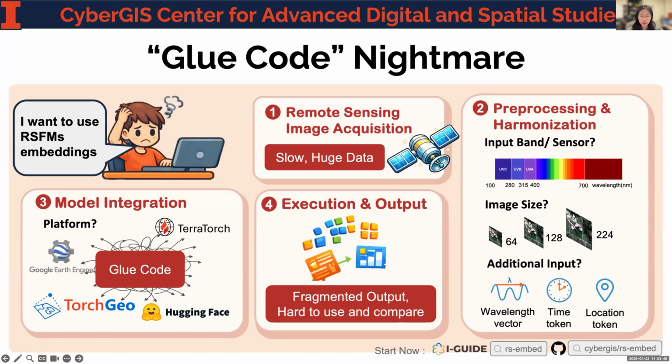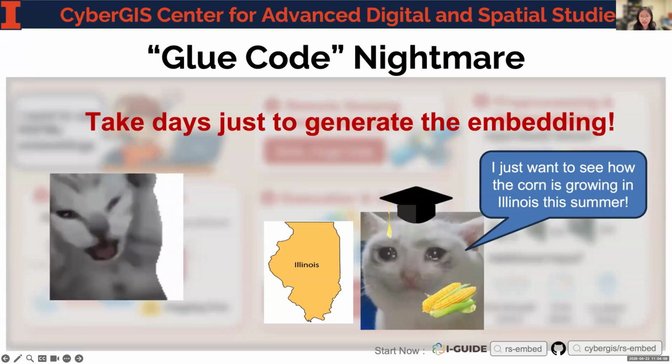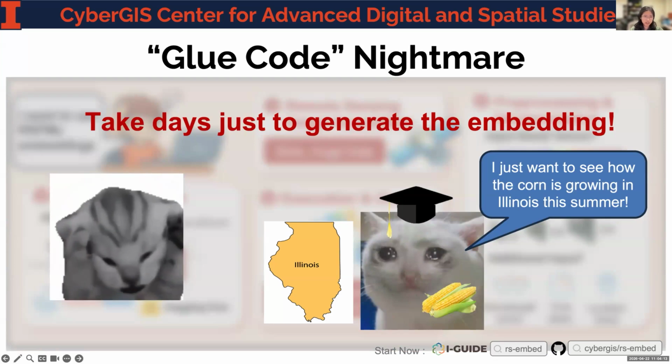We need to acquire imagery, reconcile the model-specific input requirements, handle the different spectral bands and image sizes, and sometimes incorporate additional inputs such as wavelength, time, or location. On top of that, each model typically comes with its own interface and pre-processing assumptions. As a result, a lot of research time is spent not on the actual scientific question, but on glue code.